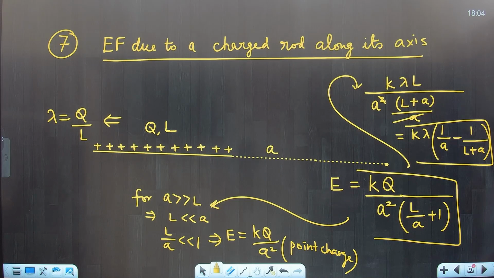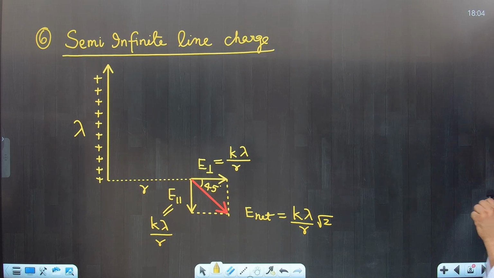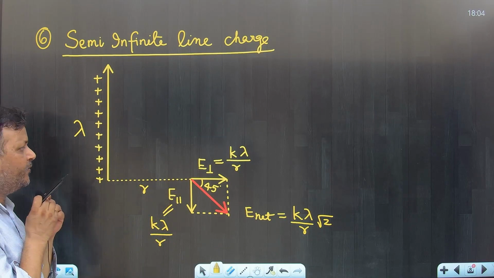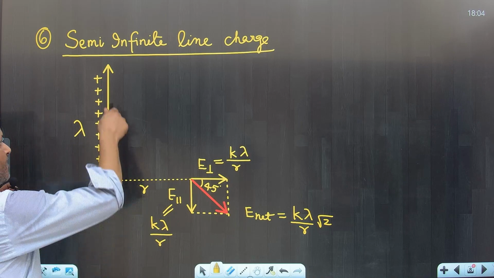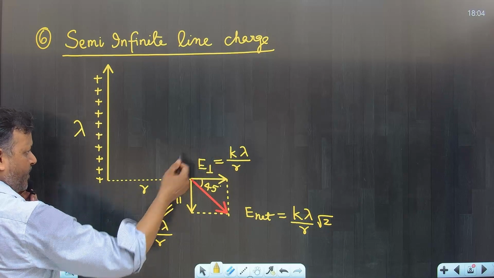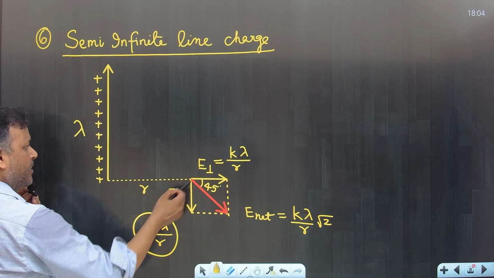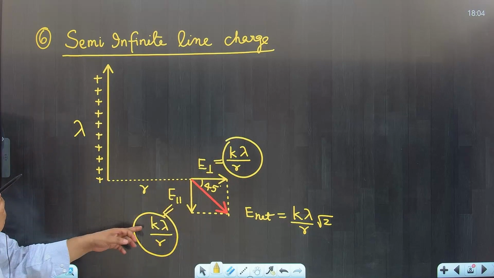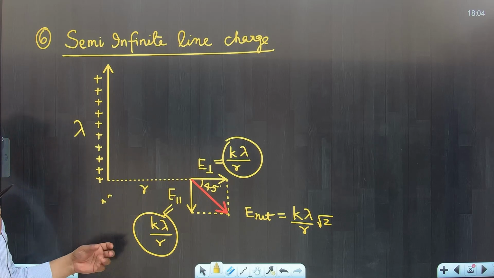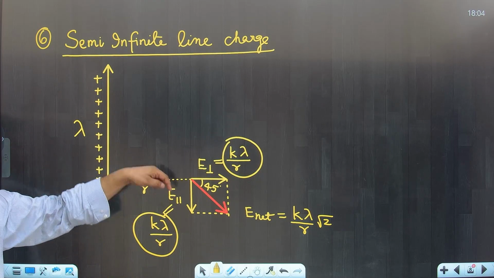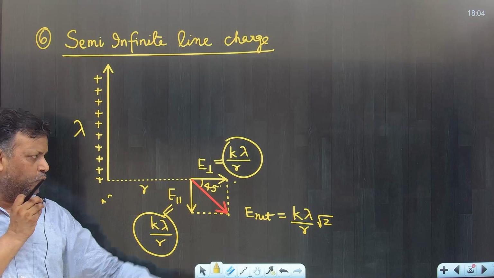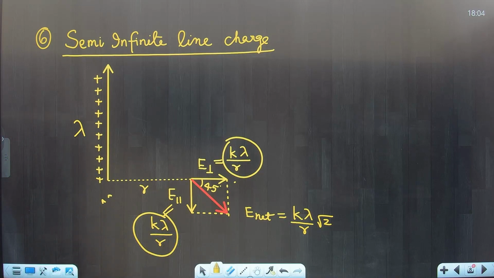So let's see the semi-infinite line charge. The electric field due to this semi-infinite line charge at point P has two components. One is parallel to the wire, E parallel, and one is perpendicular to the wire, E perpendicular. Both have the same value, k lambda by r. So the net electric field will make an angle of 45 degrees with this line. You have to remember this: E perpendicular and E parallel are both k lambda by r, and E net is k lambda by r root 2. This is a very important result you have to learn.